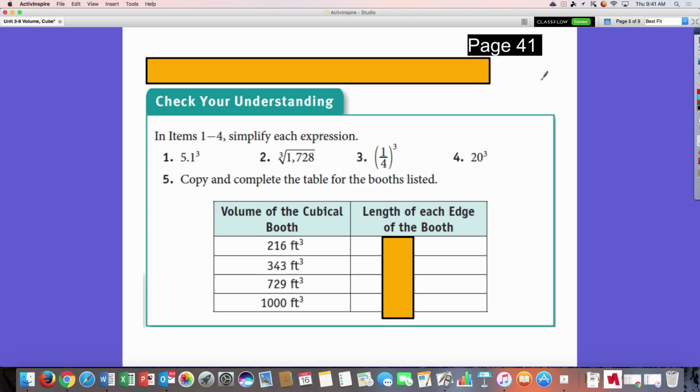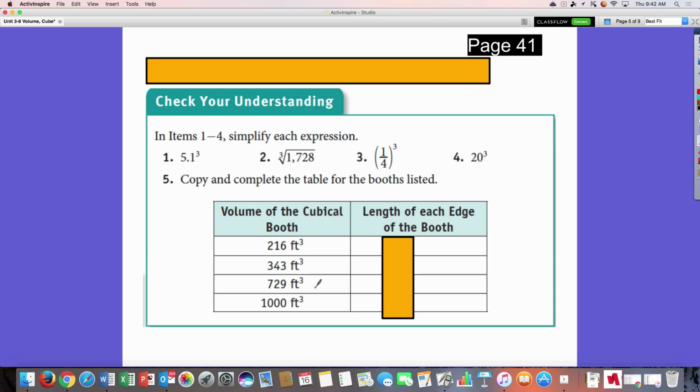Let's check our understanding a little bit. When I say peanut butter, I want you to solve, do 1 through 5. It may take you a couple minutes. And this top part, you're simplifying these expressions. So you're multiplying, right? Finding the answer. This one, you got to figure out what number times itself equals that. And then go ahead and figure out this table right here.